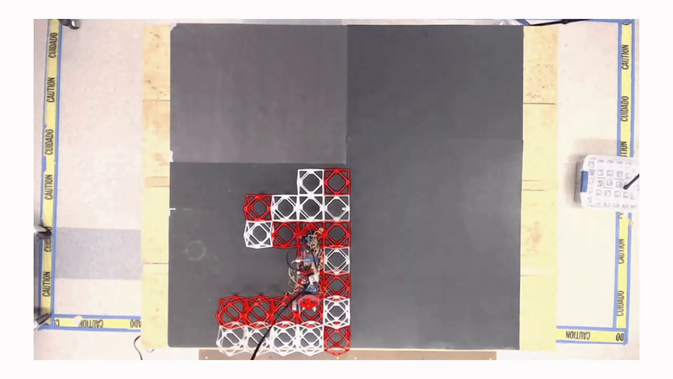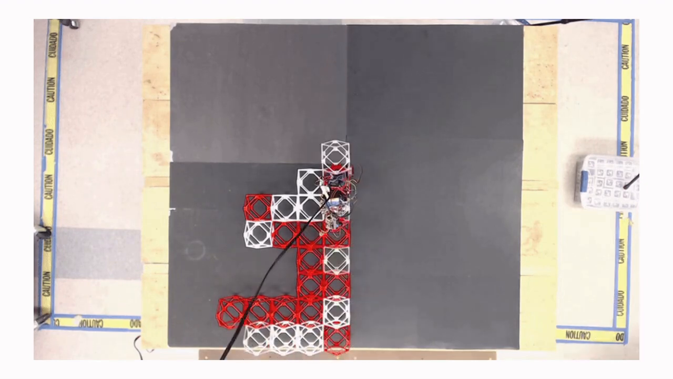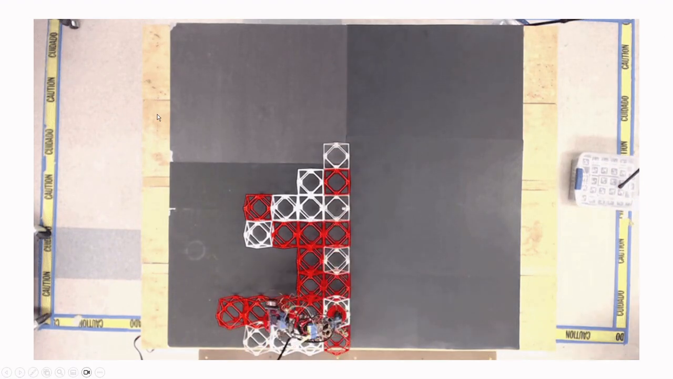Future work includes augmenting the algorithm to consider the limitations of specific hardware when planning, as well as the extension to 3D structures. Thank you.